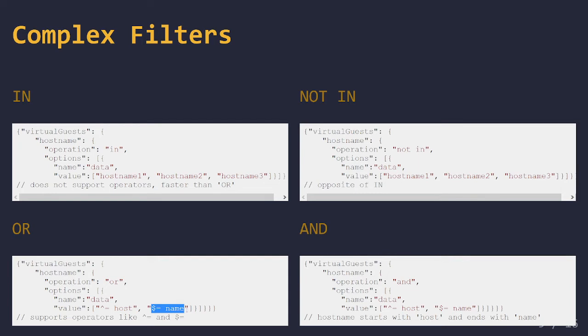But again, it has the same format. So we got virtual guest host name, operation is OR, has options, which is an array of options. The value is also an array. Even if you only have one data point, the value needs to be an array. It's a requirement. We also have the not in, which is the inverse of in. So same basic thing, just the opposite. And an and operation. So opposite of OR, the host name needs to start with host and end with name. Or this one was starts with host or ends with name.